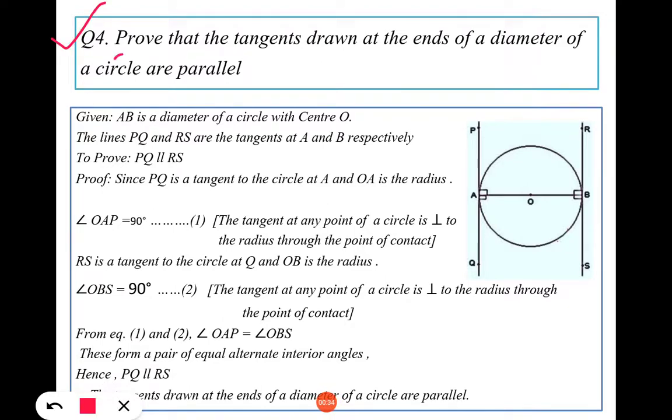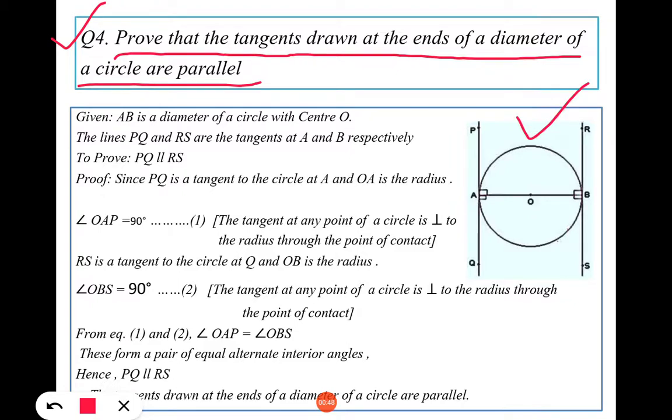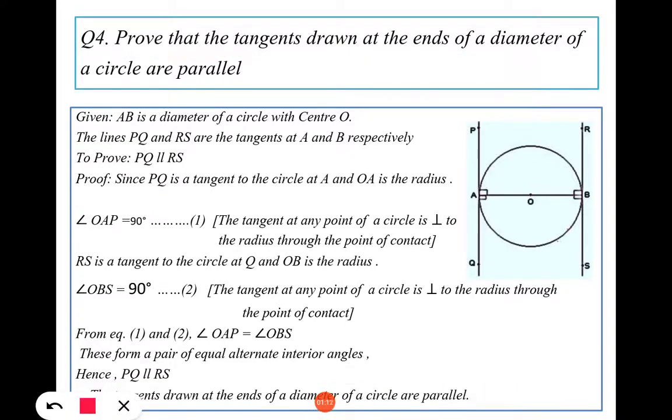Prove that tangents drawn at the ends of a diameter of a circle are parallel. So first of all, let us draw a circle with center O and PQ and RS are its two tangents drawn at the end points of the diameter. Now we have to prove these two tangents are parallel to each other. So we have to prove PQ parallel to RS.